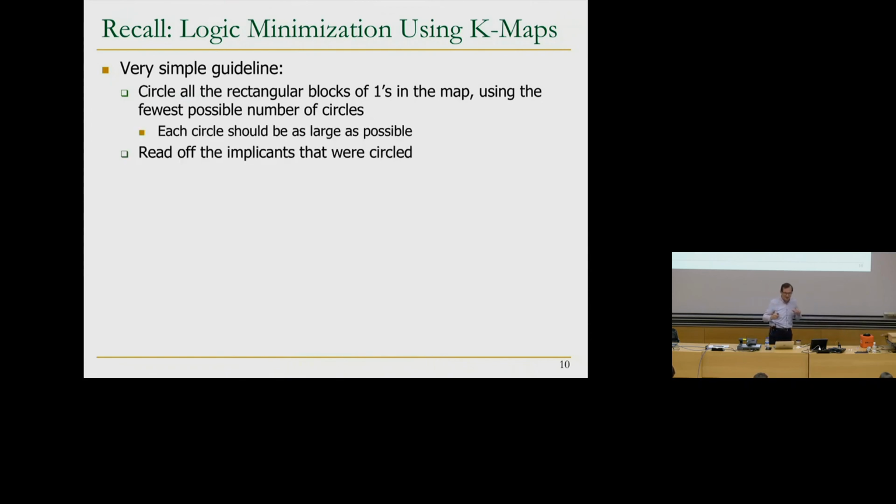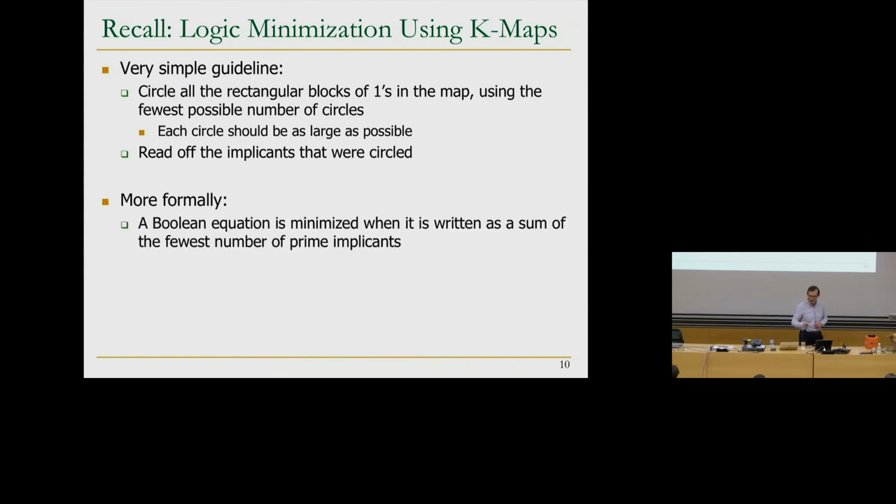You start with the largest one, and you read off the implicants that are circled. Implicant is a fancy term for a combination of variables, basically. So A, B bar, C is an implicant, for example. There's more formal theory behind it, which we're not going to cover. Basically, you minimize a Boolean equation when it's written as a sum of the fewest number of prime implicants.